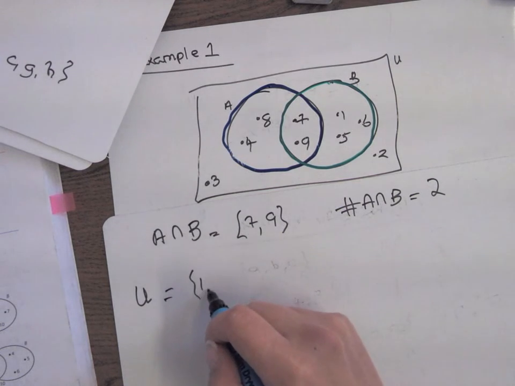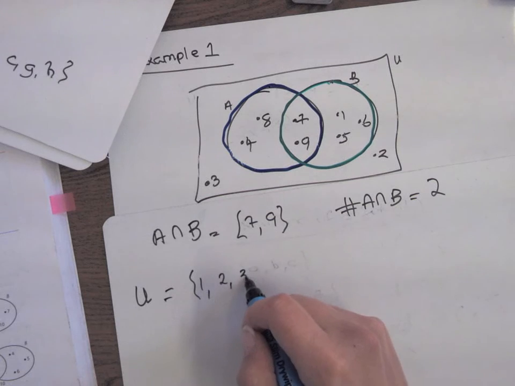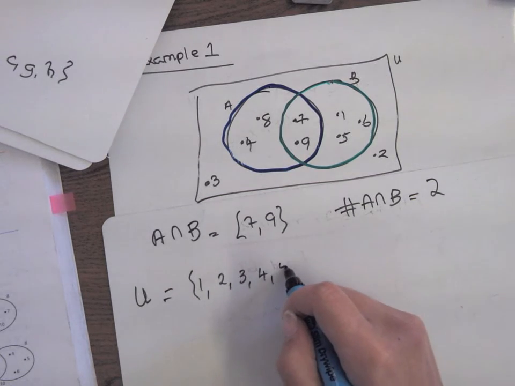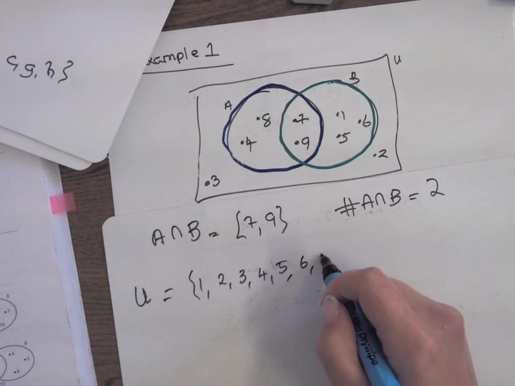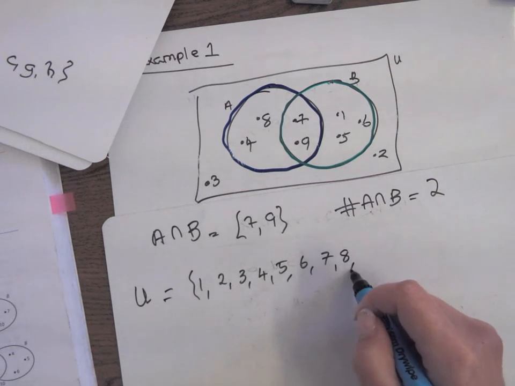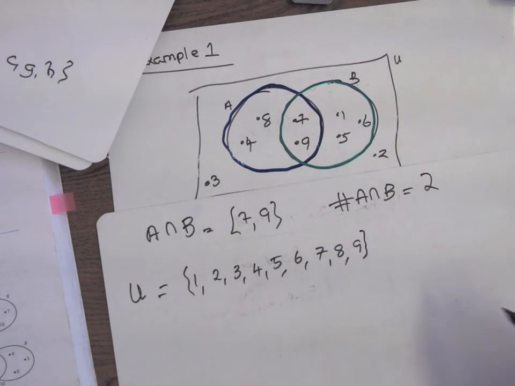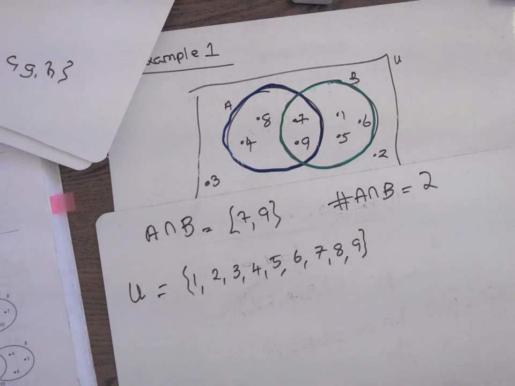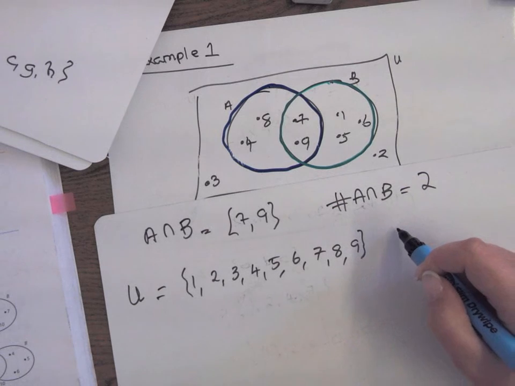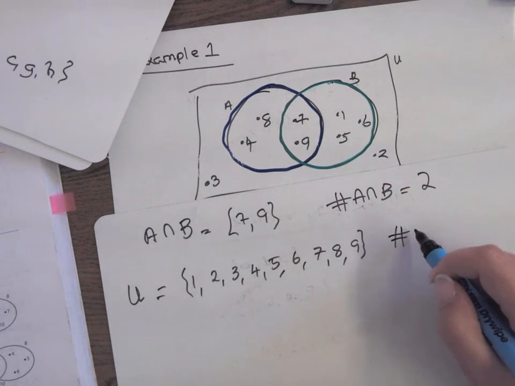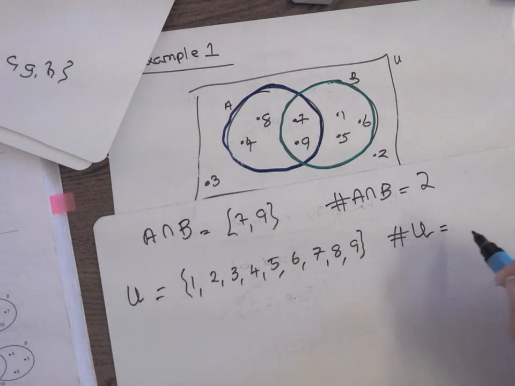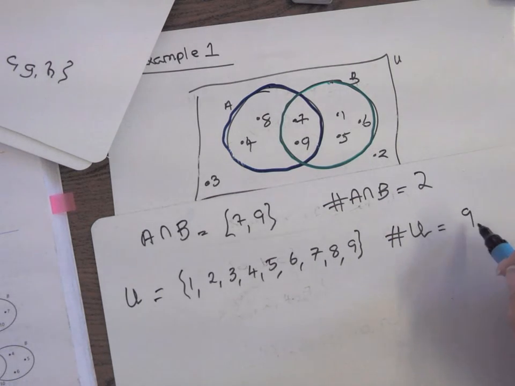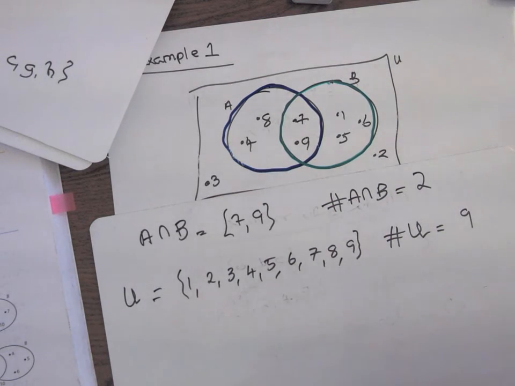1, 2, 3, 4, 5, 6, 7, 8, and 9. It doesn't matter where in the box they are, if they're inside the box, you list it. Doesn't matter if they're in the circles or outside the circles, they're in the box, so they have to be listed. Does everyone get that? If I said the cardinal number of the universal set, what would you say? 9. Right, okay, so I think that's enough.